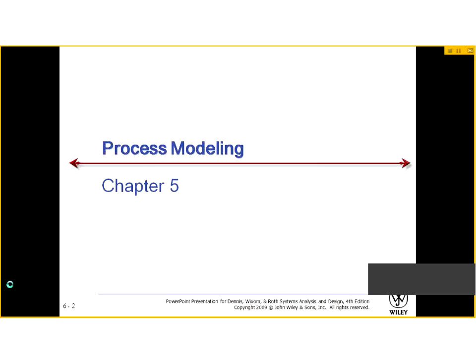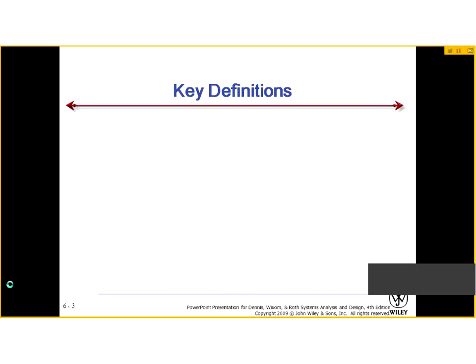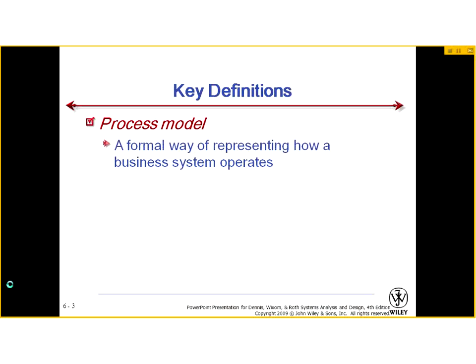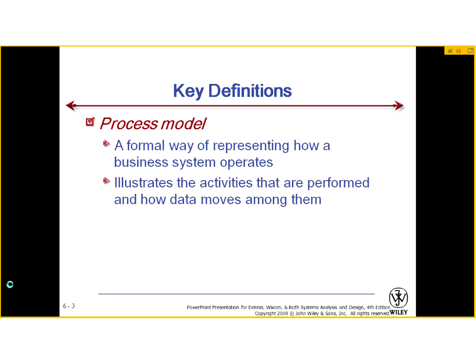So we were talking about process modeling in the class. I told you that there are 3 types of modeling done in the system: functional modeling, structural modeling, and behavior modeling. The process modeling comes in structural modeling. There are some key definitions about a process model. It's a formal way of representing how a business system operates, and we identify the activities which are performed and the flow of data to and from those activities. Those activities are called processes.